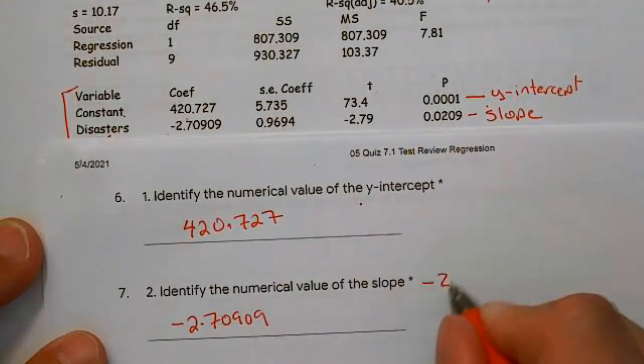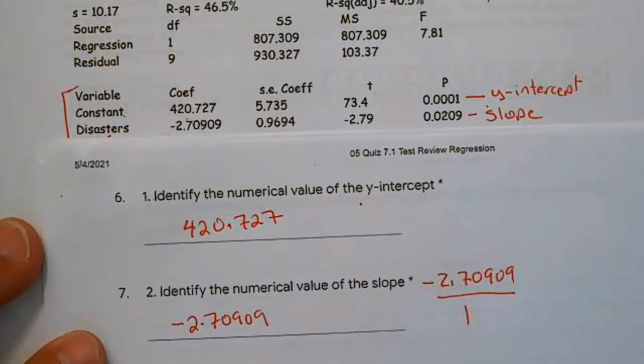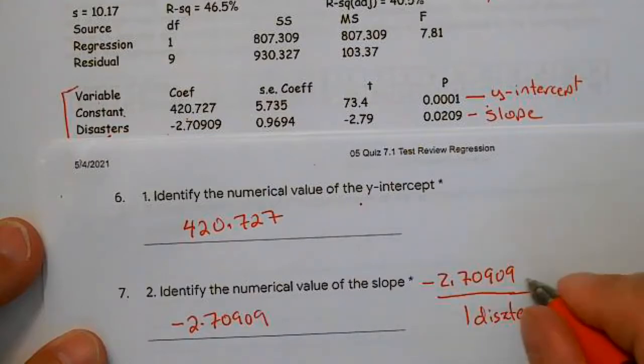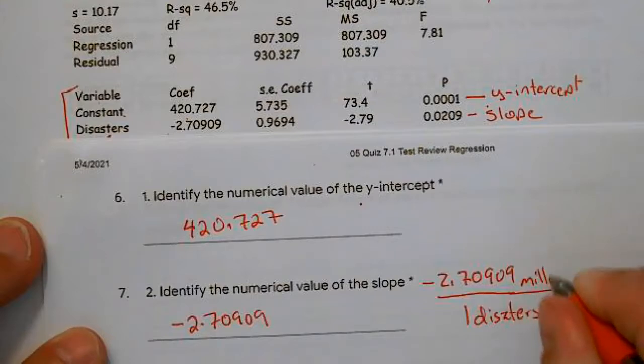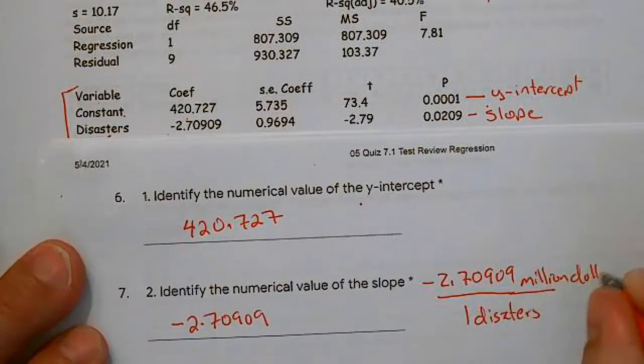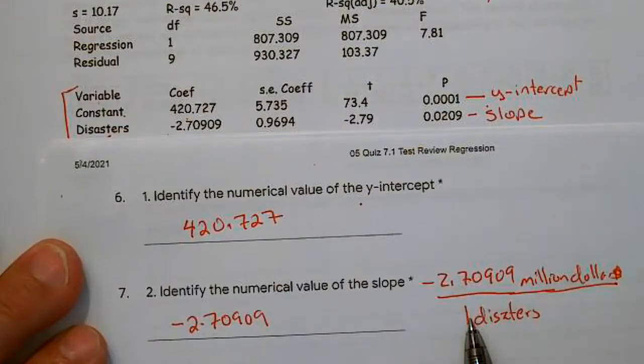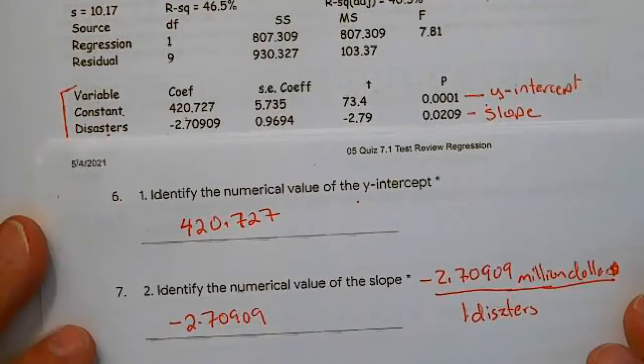Really, it's been really nice, and we're not requiring you to do this, so don't. But this is just as a reminder. It's that over 1, and this is for every one disaster. We're going to lose $2.71 million in profit. We're going to lose that amount of money for every one natural disaster. That's what's going to happen.